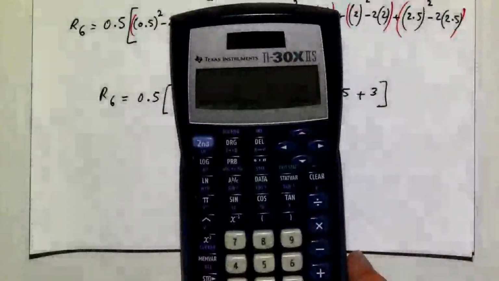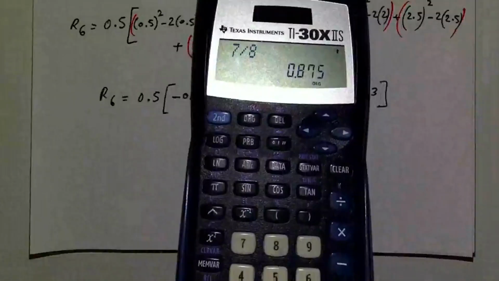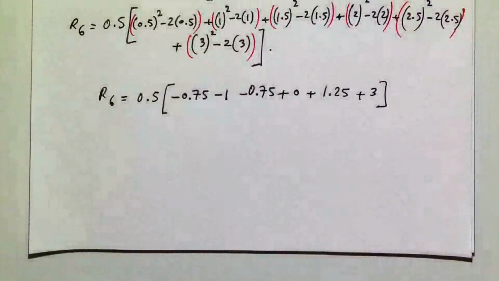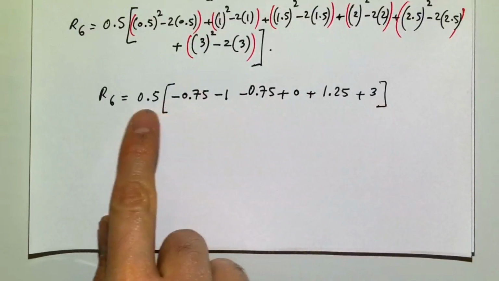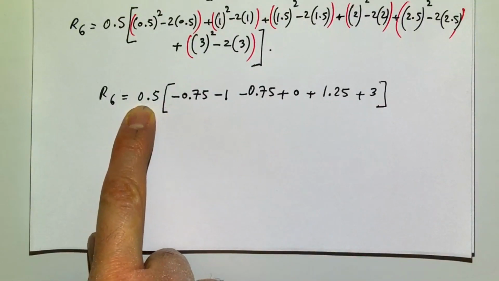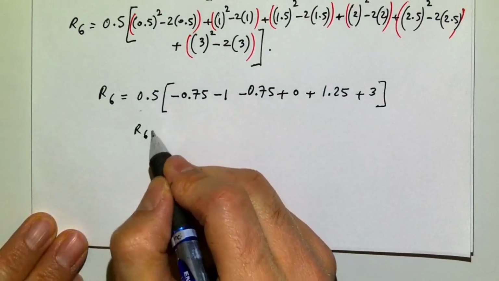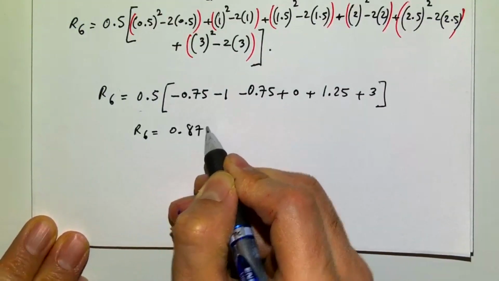I have to tilt it for you to see the screen, and when I do that, I can't write at the same time. So let me do this off this screen. I'm just adding all of these, double checking to make sure that I get 0.875 when I'm done with this. So minus 0.75 minus 1 minus 0.75 and then plus 1.25 plus 3 times 0.5. Yeah, that's correct. So we get 0.875.